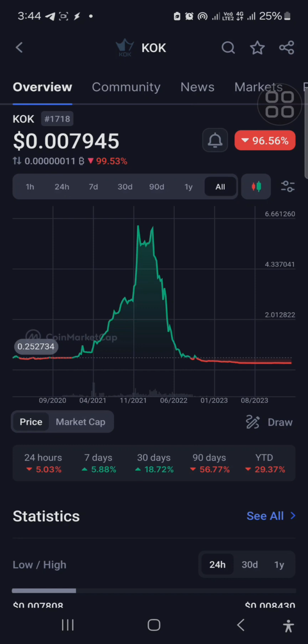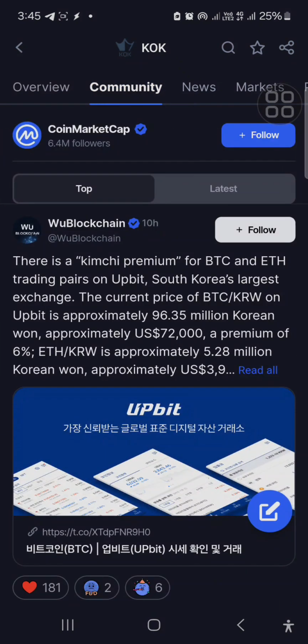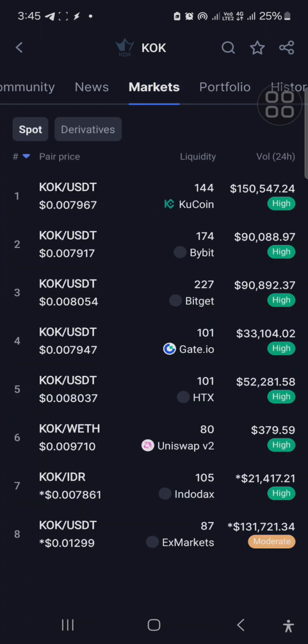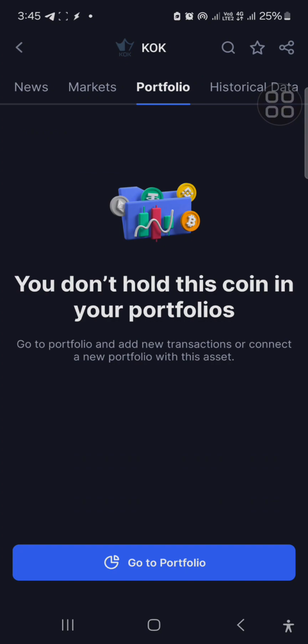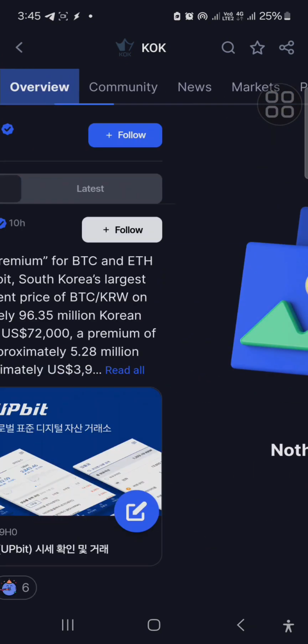All right, so if you open a coin, you can see that the page is showing you an overview of what the coin is doing. There you see the community. If you want to get into the Telegram or the Discord community of a particular coin or token, fine and good. If you want to check out the latest news about it, the markets it is trading on, then this is your portfolio, how much of it you hold, historical data, and so on and so forth. All right, so let's go back to the overview.